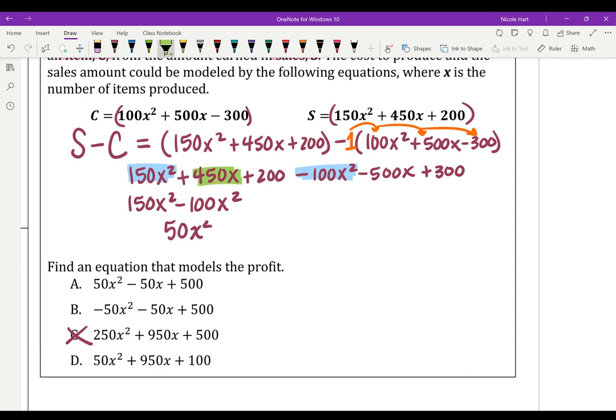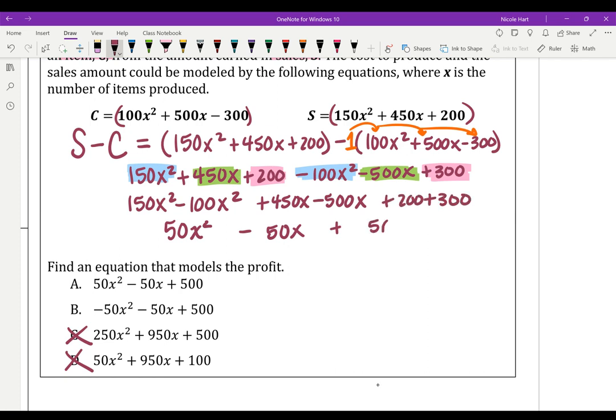So the second one is 450x and negative 500x. So 450 minus 500 is going to give me negative 50x. So that definitely eliminates D as an answer choice. And then lastly, we are going to look at 200 and 300. 200 plus 300 gives us 500. So if we look at our answer choices, our obvious answer is A.